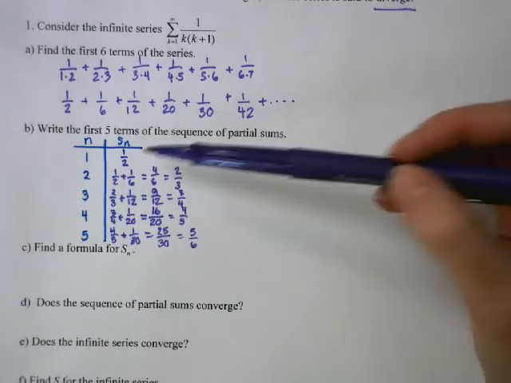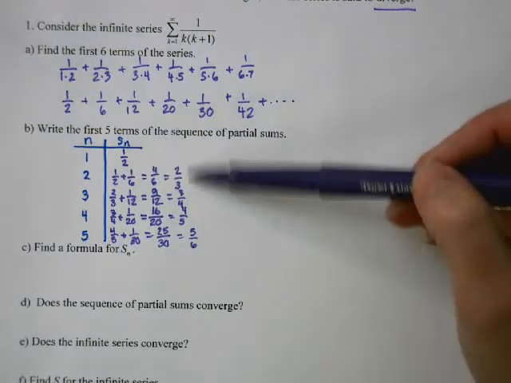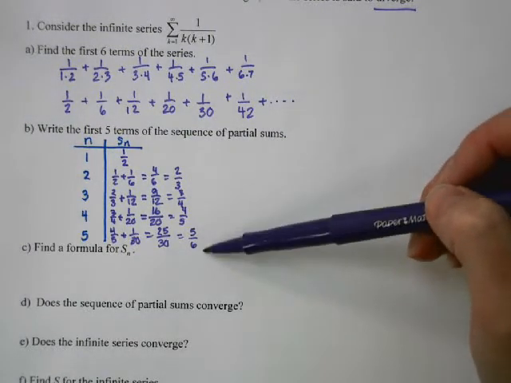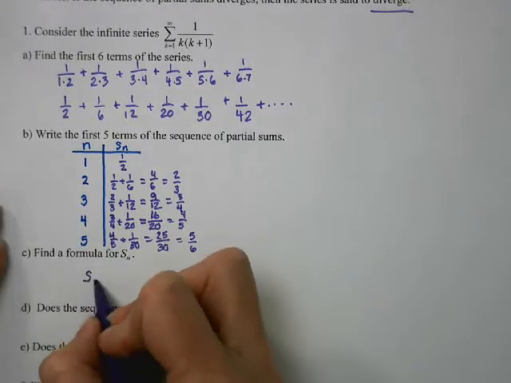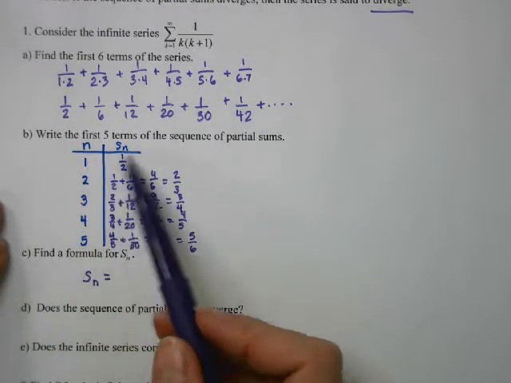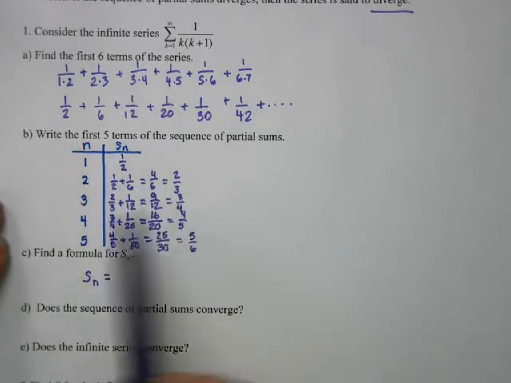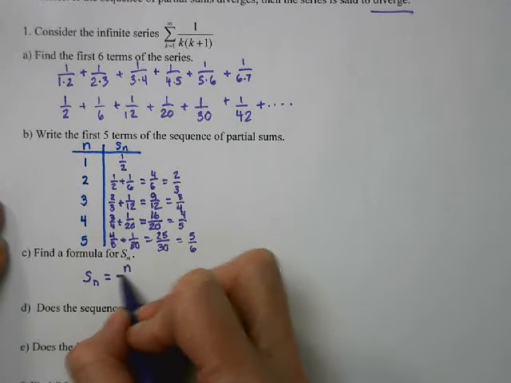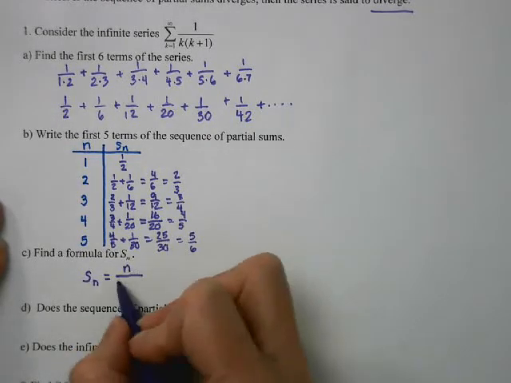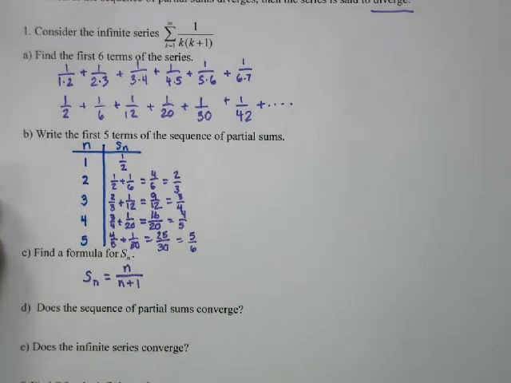So if we look at our final numbers here, 1/2, 2/3, 3/4, 4/5, 5/6, there's a clear pattern. So we can come up with the formula. The top number is always going to be the number of terms we're adding. So that's going to be n, which makes the denominator n plus 1.